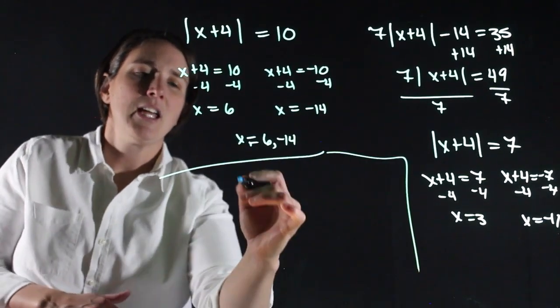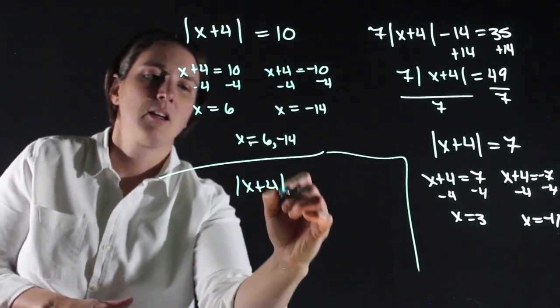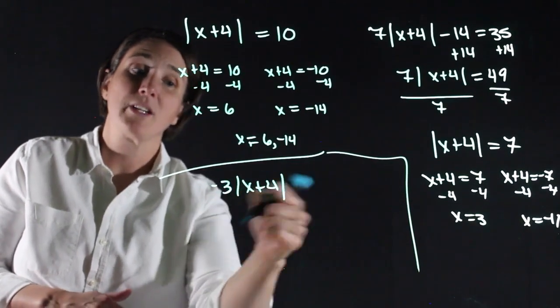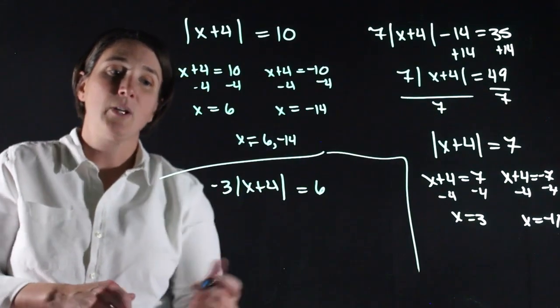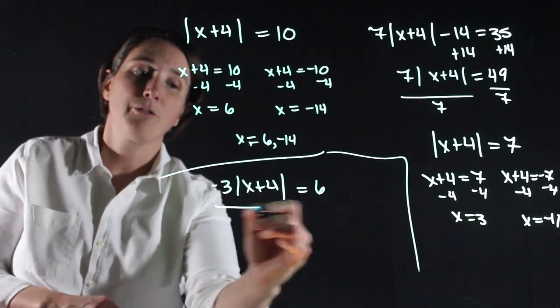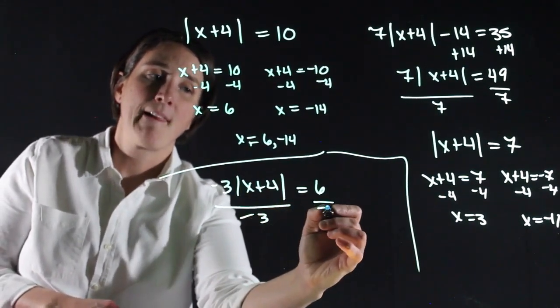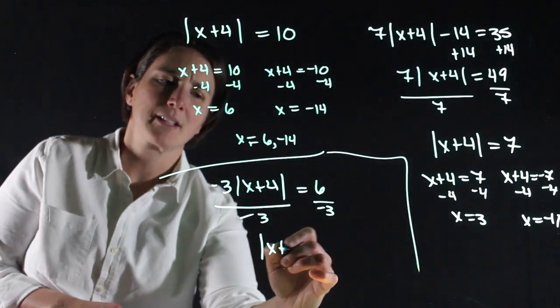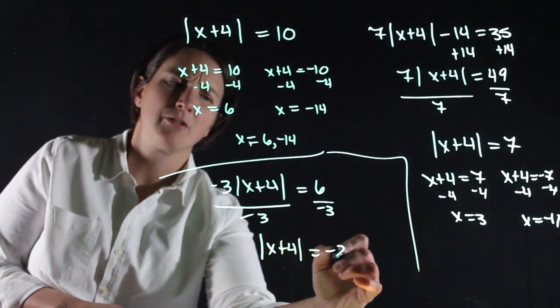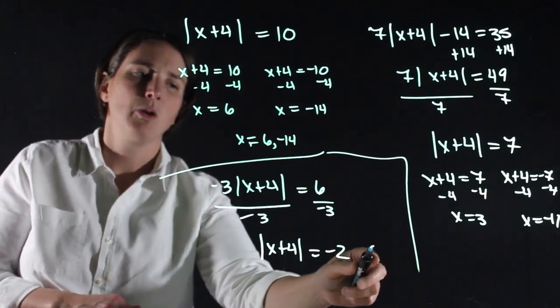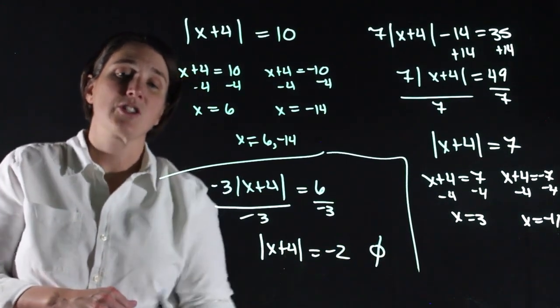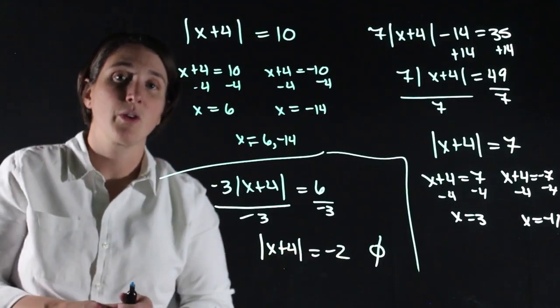Remember, even something like this, a negative 3 times the absolute value of x plus 4 equals 6, we need to isolate the absolute value first, and we get the absolute value of x plus 4 equals a negative 2. Well, our absolute value can never equal a negative 2, so we know that this equation would have no real solutions, or the empty set.